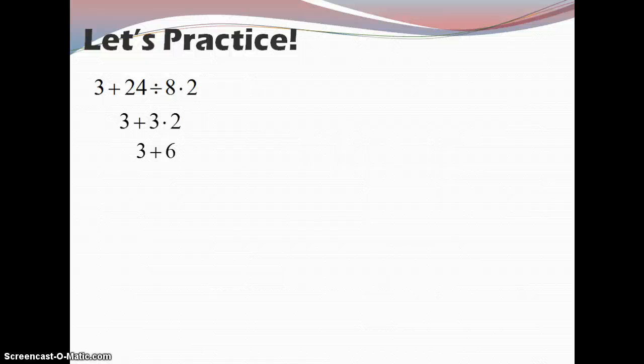Last but not least, we've taken care of all the multiplication and division, so now we can deal with addition and subtraction. 3 plus 6 gives us 9. Final answer.